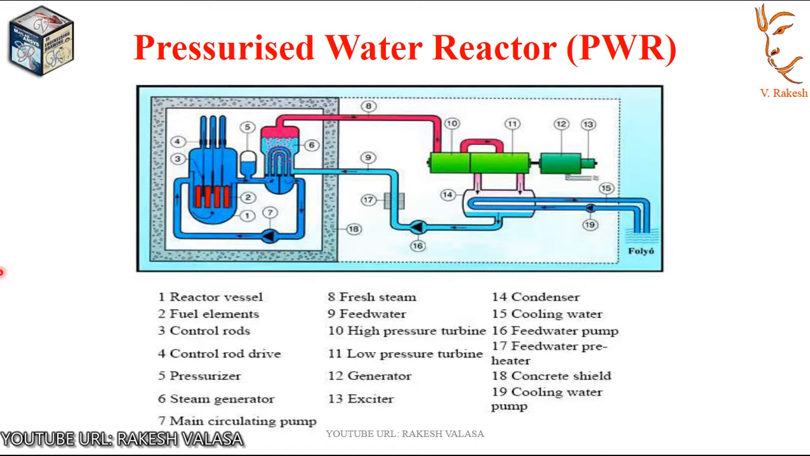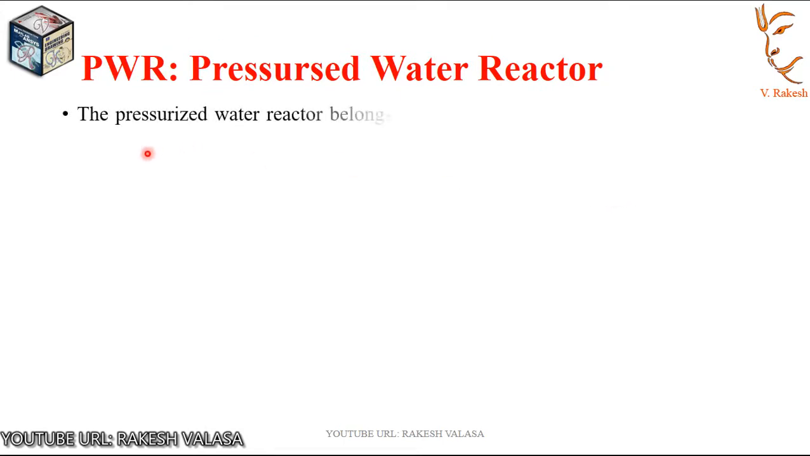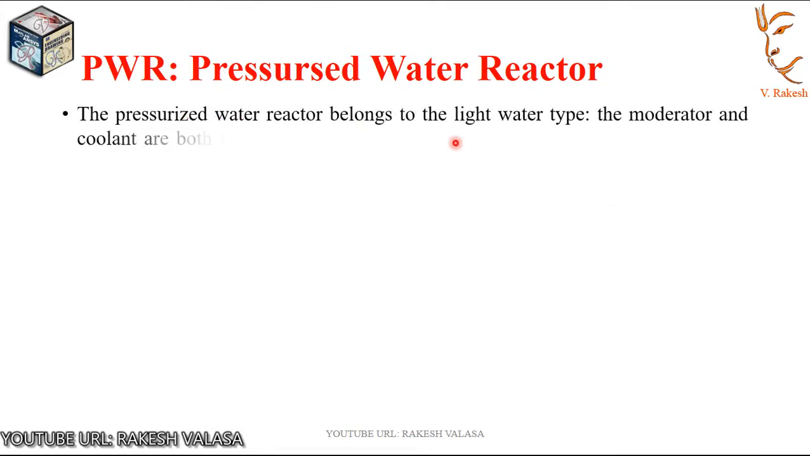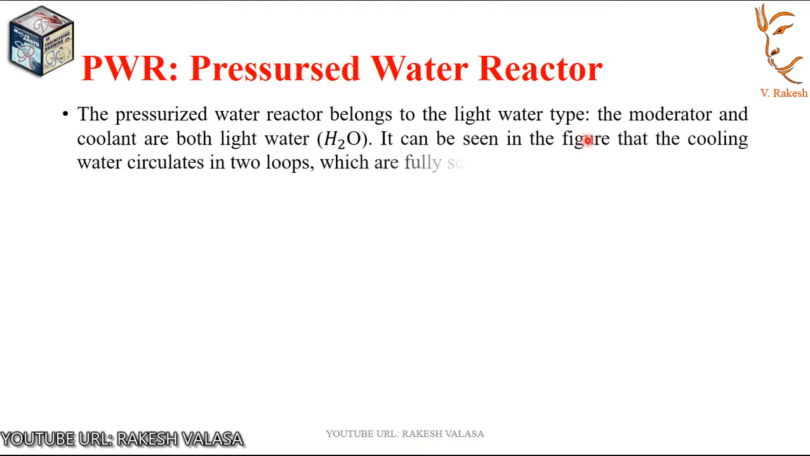Now let us see the summary of pressurized water reactor. The pressurized water reactor belongs to the light water type, that is, here moderator and coolant are both light water, that is H2O. Already we saw in the previous figure, the cooling water circulates in two loops, that is primary loop and secondary loop, which are fully separated from one another.